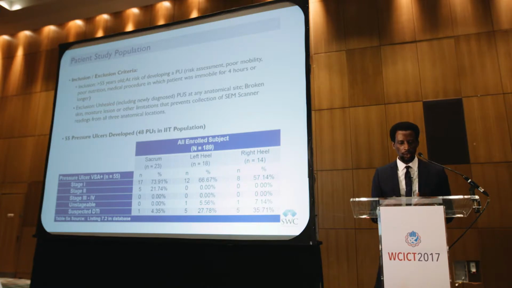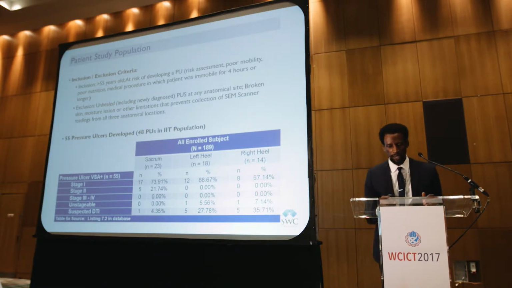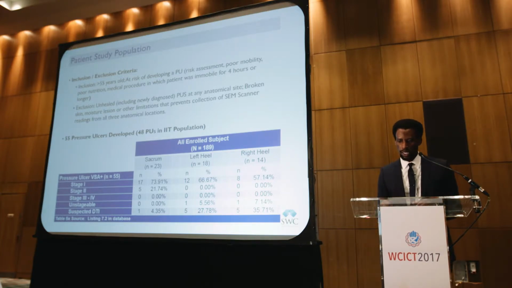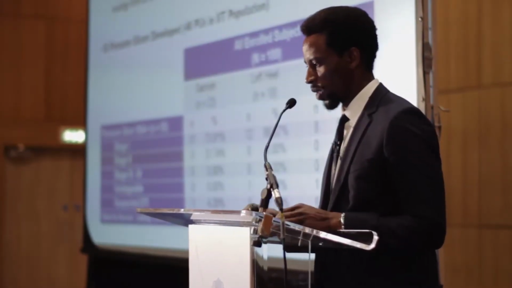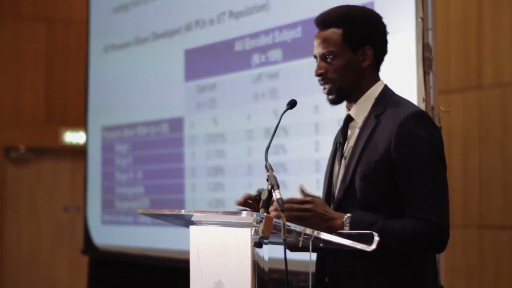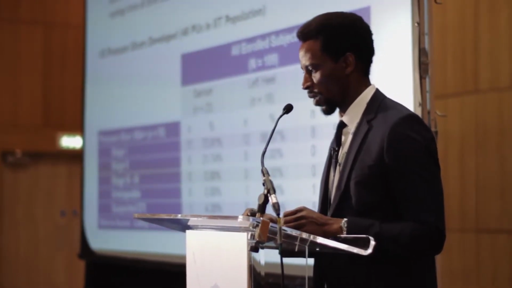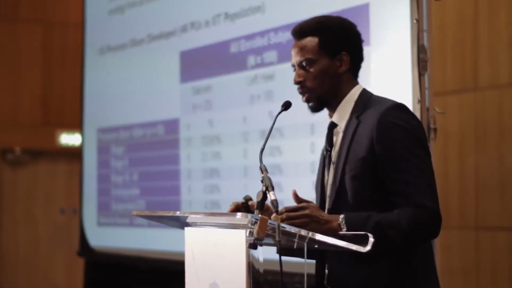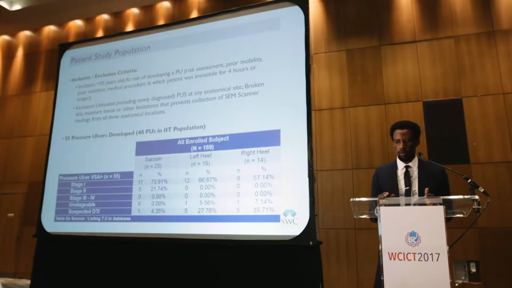Ultimately, we created inclusion and exclusion factors. Inclusion factors were that you had to be age 55 years or older, at risk of developing a pressure ulcer, meaning your risk assessment tool identified you at risk, so you had a very low Braden or Norton score. Poor mobility, poor nutritional status, or a predisposing medical condition that limited your ability to move.